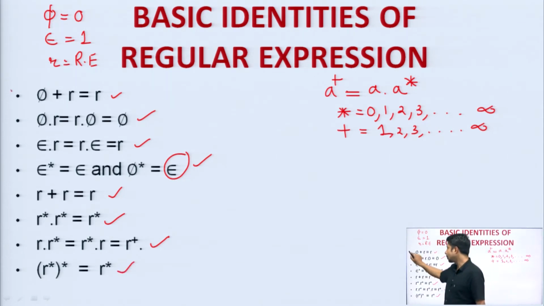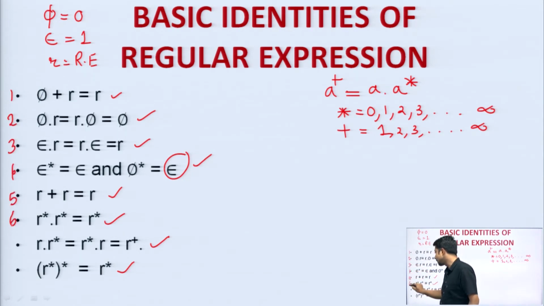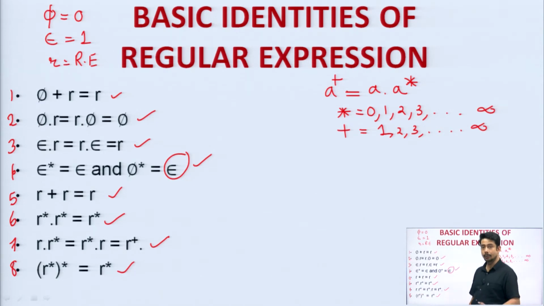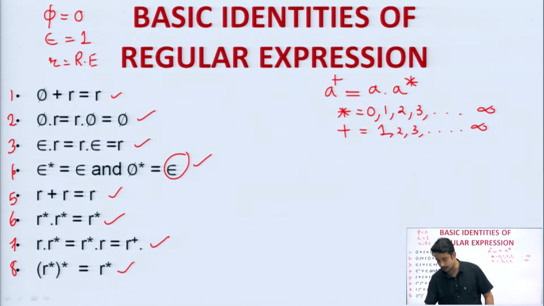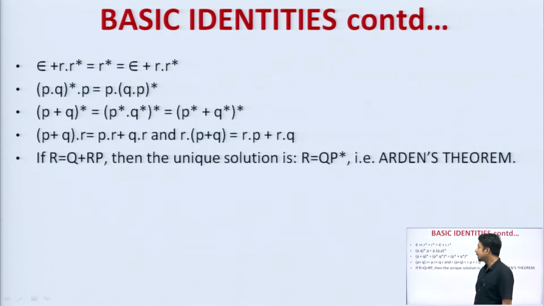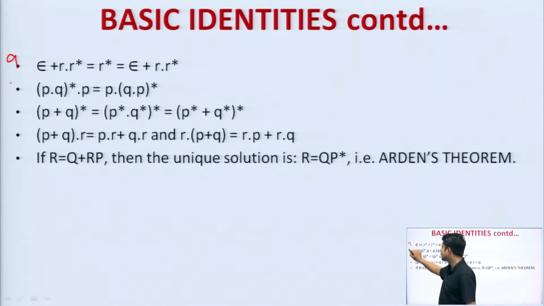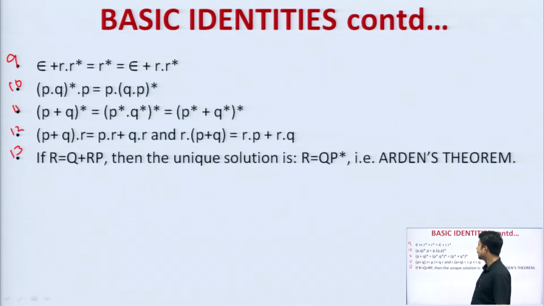Okay. So, total how many? 1, 2, 3, 4, 5, 6, 7, 8. 8 basic identities we are having. No, we are having more basic identities. Let me check in the next slide. The next slide says this is 9th, 10th, 11th, 12th and 13th. Total 13 basic identities you need to memorize or you need to understand.